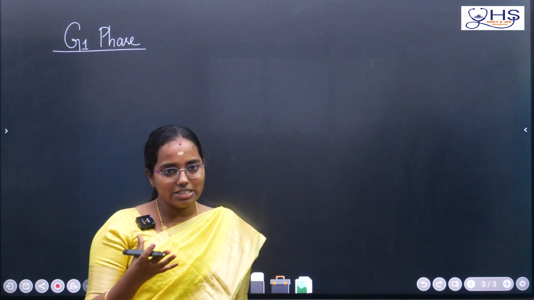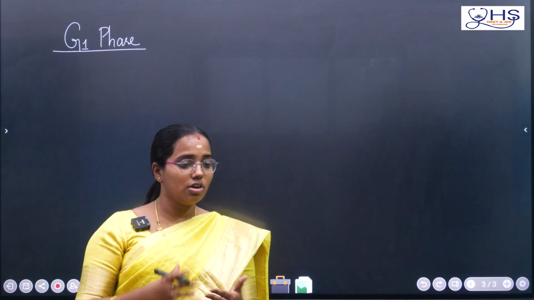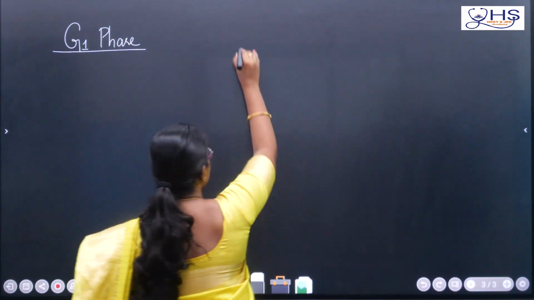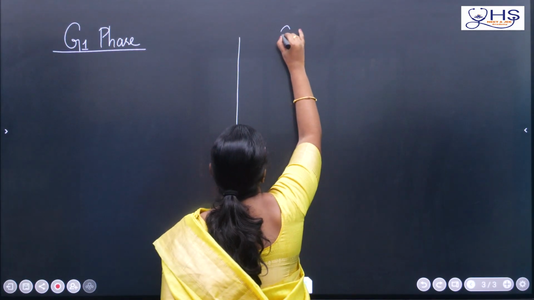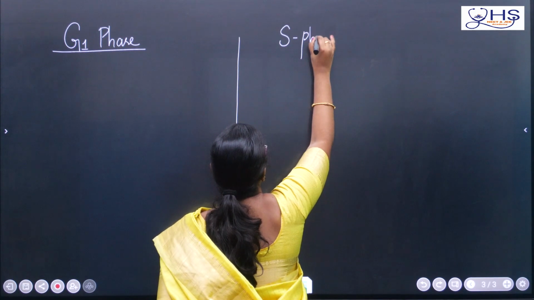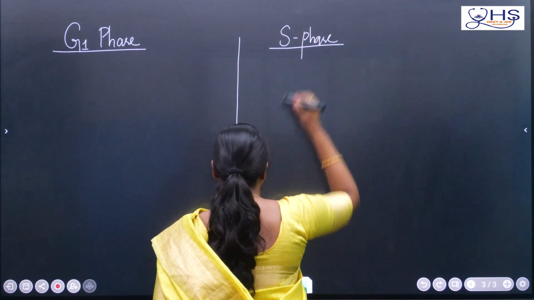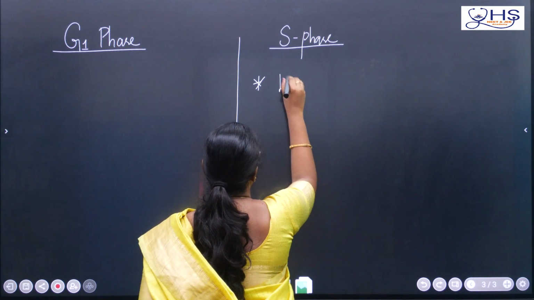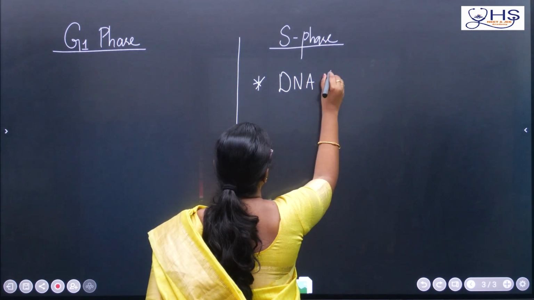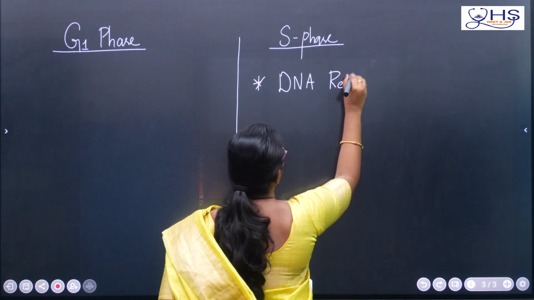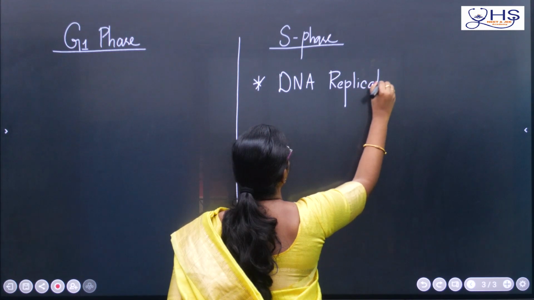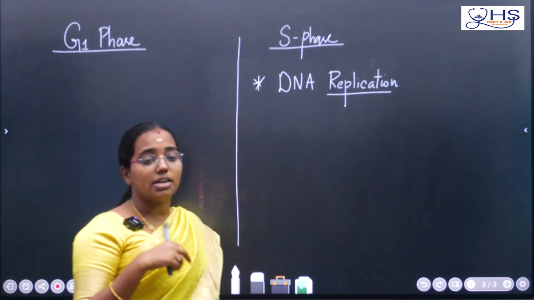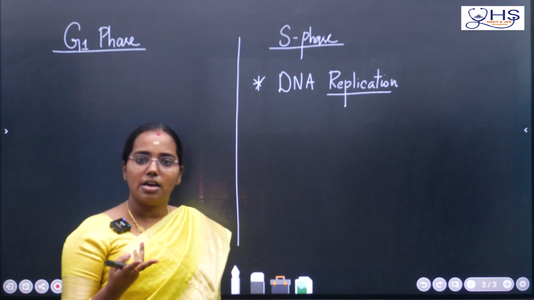What happens in G1 phase depends on what the next phase is. The next phase is very, very important. What is the next phase? S phase. If we learn what happens in S phase, G1 phase will be easy. In S phase, the very important thing is DNA replication, doubling of DNA. Replication means the DNA content doubles.